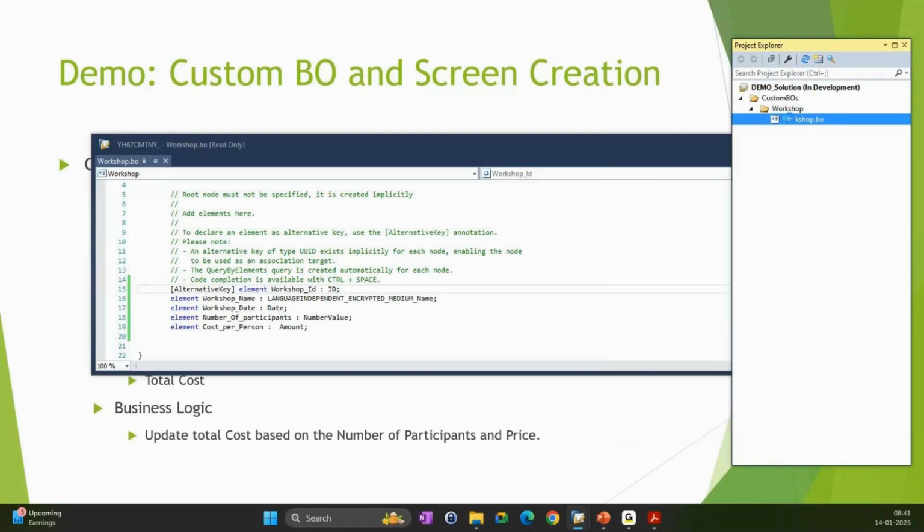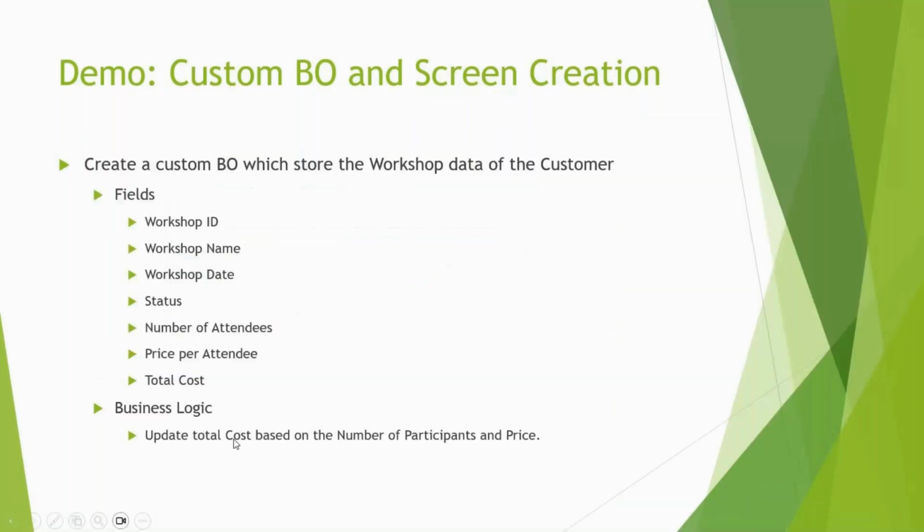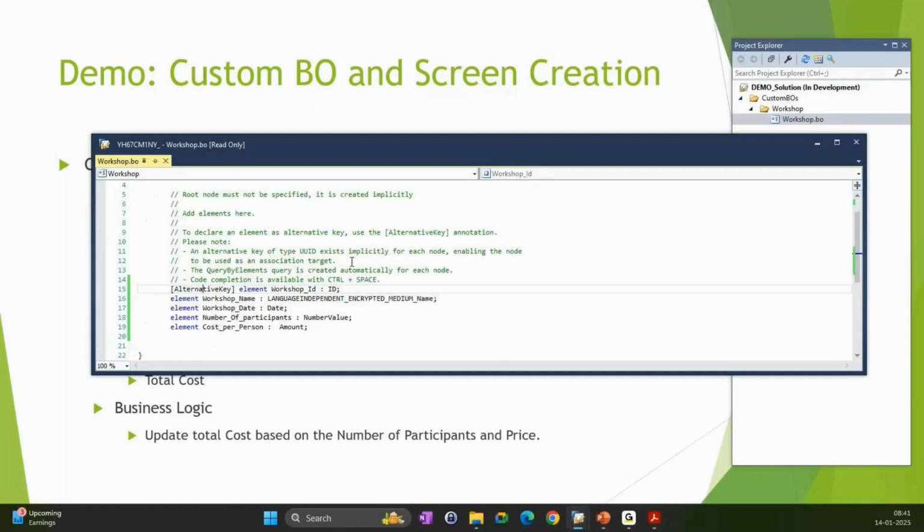So you will see this mark one. Once the BO is done, the other thing we have for the demo is to update the total cost, based on number of participants and price. So this one.